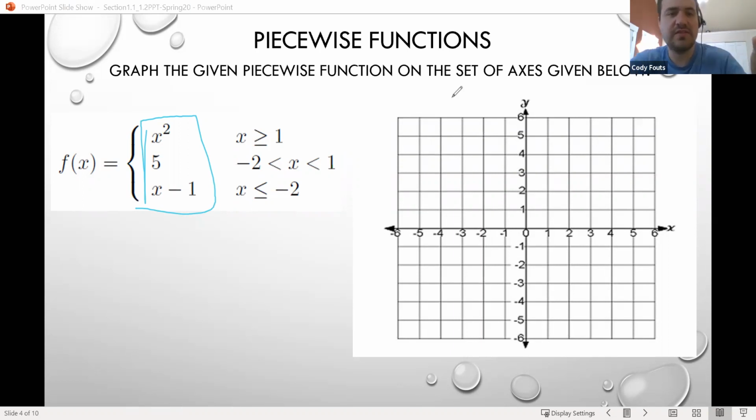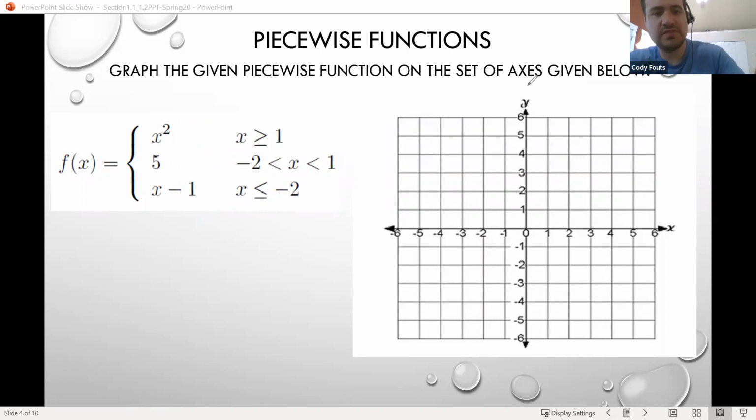So we have f of x equals x squared, f of x equals 5, and f of x equals x minus 1. Those are our 3 pieces, and each corresponds to a different part of the domain based on what these intervals here are telling us. Okay? So we're going to look at the first one.